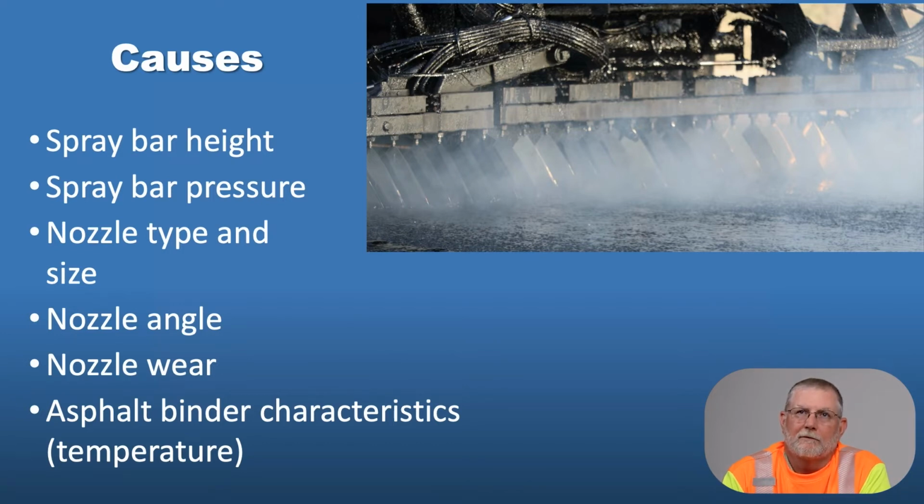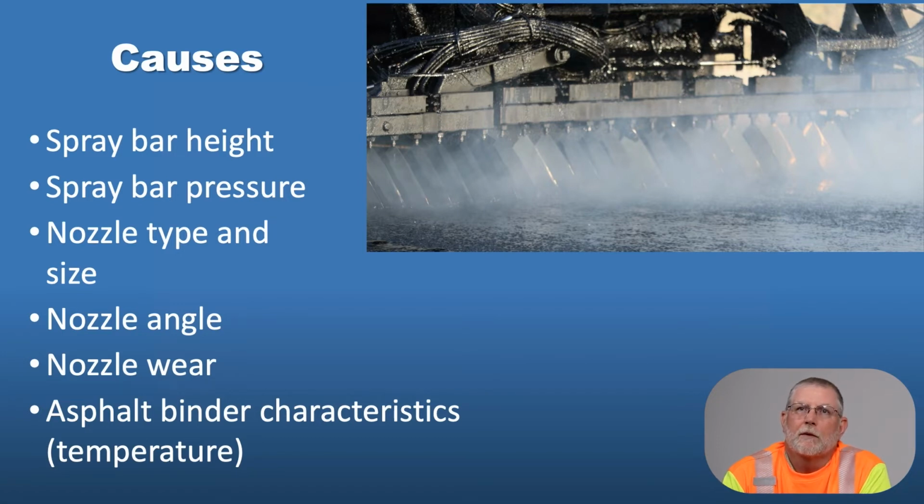One of the other things is spray bar pressure. If you have too low of a pressure, you're going to get streaking because you're not getting that full fan effect. Nozzle type and size. If you don't have the same type and size across the bar, unless it's intended because you're after a transverse variable rate, this could also give you the effects of streaking.